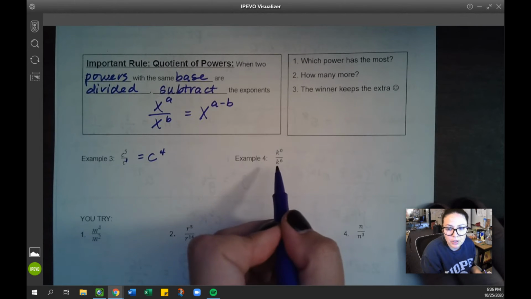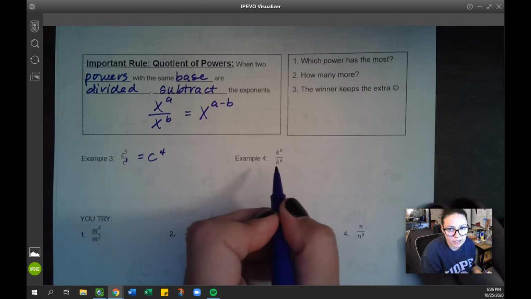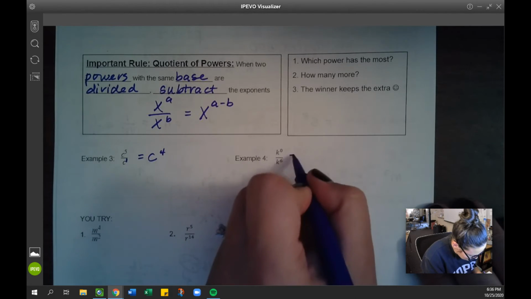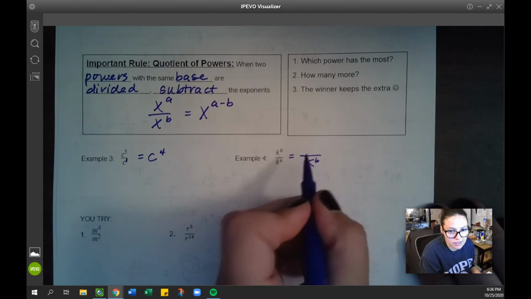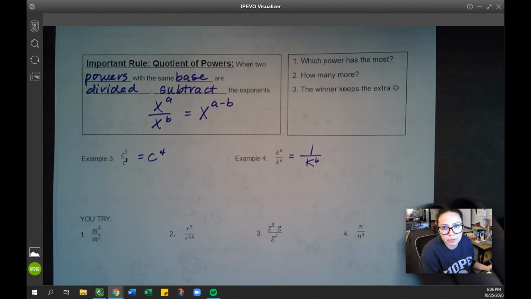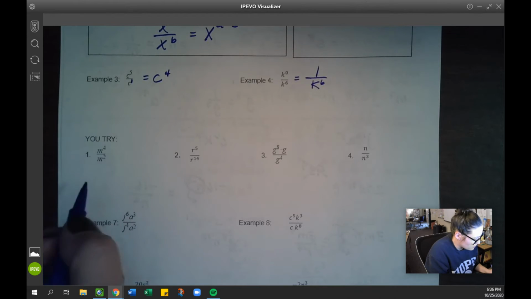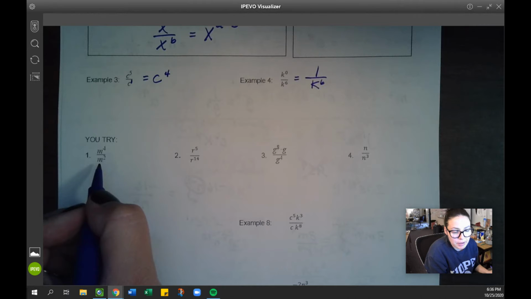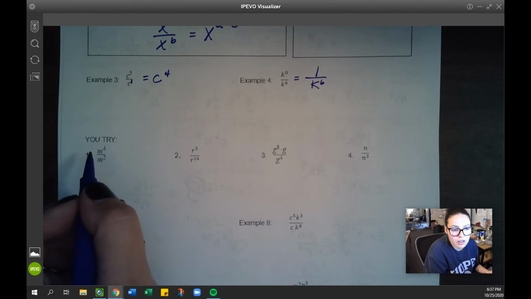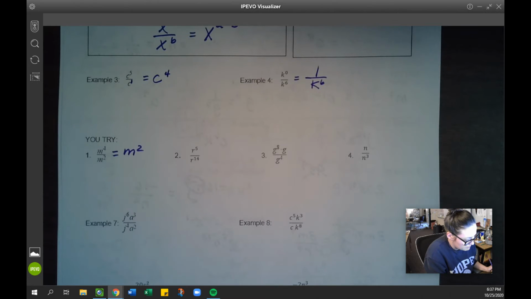All right, let's try example 4. Which one has more, the top or the bottom? The bottom has more. How many more? 6 minus 0 is 6. So I'm going to have k to the 6th on the bottom. Now, I can't just leave this blank. If there's nothing there, we put a 1. All right, I'm going to do another one just to go along with you guys. Again, are there more m's on the top or on the bottom? More on the top. So 4 minus 2 means I have 2 more on the top.